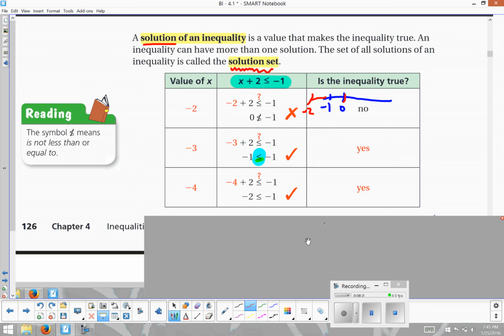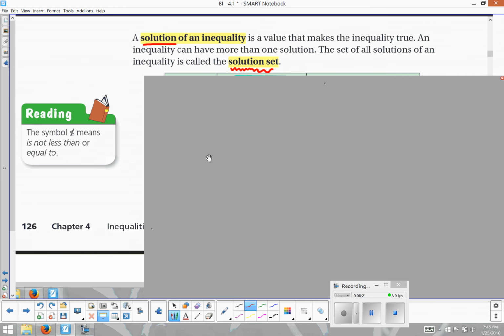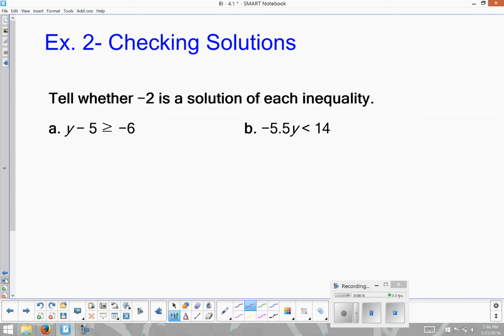Now, if you are confused on this, don't worry, because I have some examples for us to do. So let's go ahead and start with some examples. I have here two. They're asking you, are the following solutions true? y minus 5 is greater than or equal to -6. Is that going to be true if you were to plug in a -2? So let's see. If I plug in a -2 for y, -2 minus 5, I'm just copying down the problem and plugging in y is -2. Is this a true statement?